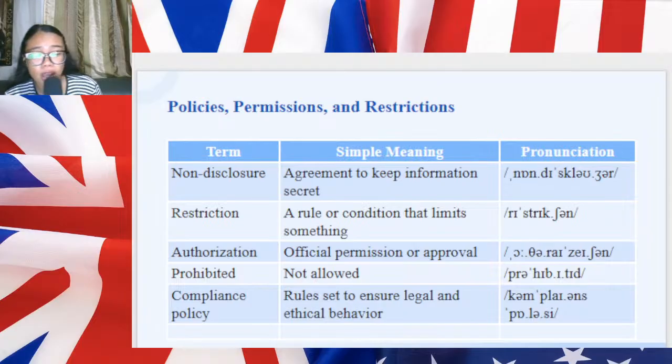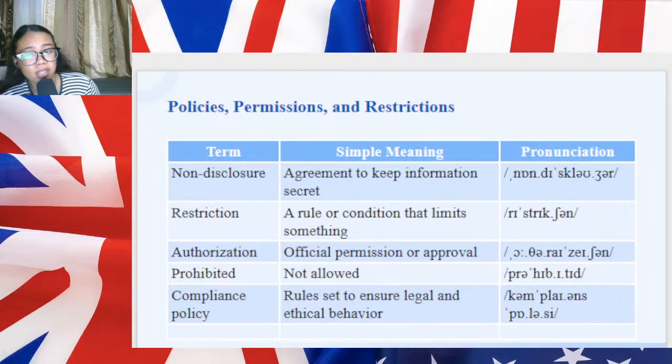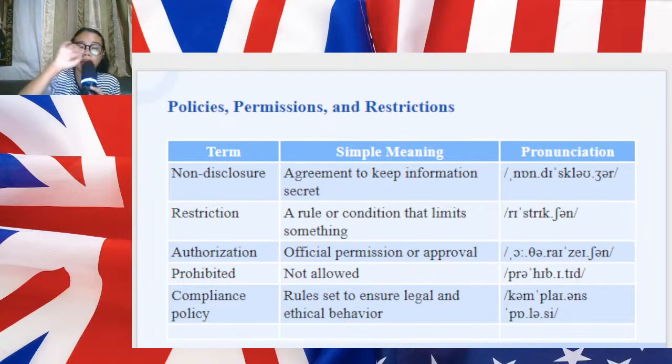So it typically covers various aspects such as data protection, anti-corruption, workplace safety, and maybe fair competition. Effective compliance policies are regularly reviewed and updated to reflect changes in laws and regulations and are communicated clearly to, of course, all employees. They should be given knowledge about any alterations or changes to the compliance policy.